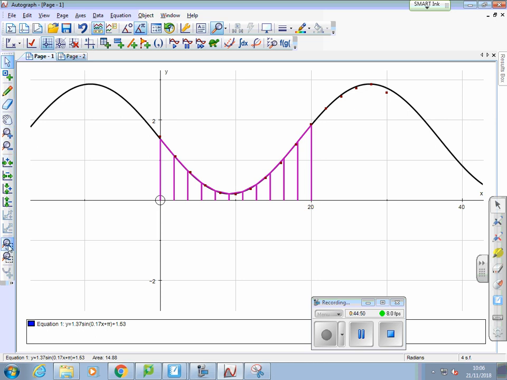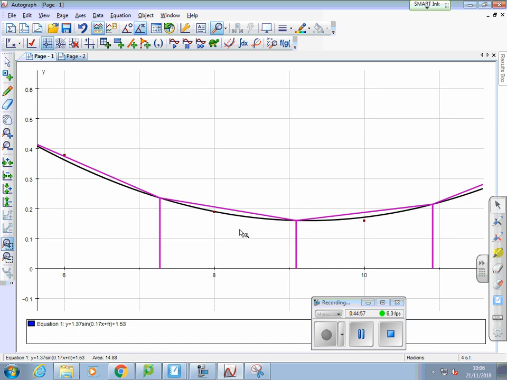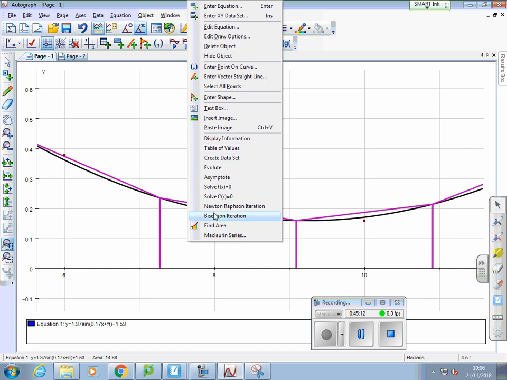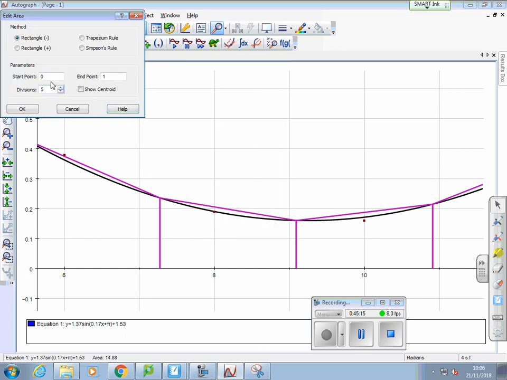If we zoom in, so you use a box zoom here, this is how you can show how the trapezoidal rule works and how adding more data points gives you, because down the bottom here it tells you what the area is, 14.88. Okay, if you do the trapezoidal rule again, using start point 0, end point 20, but add more data points. So we did 11 before, so let's do 21.